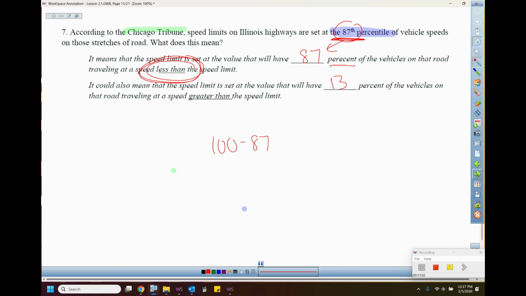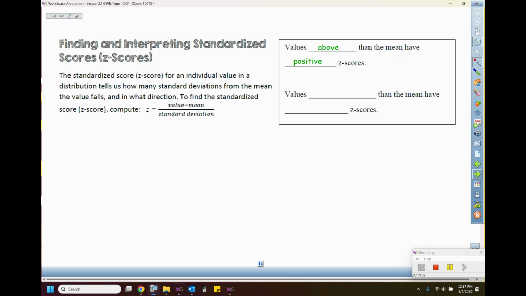Now let's get into this z-score thing. So first, again, a z-score is how many standard deviations away from the average you are, right? On average, how many standard deviations are you? So to find the z-score, we use this formula. Before we do that, let's fill in these boxes. If you have a value that is above the mean, you'll have a positive z-score. And if you have a value below the mean, you'll have a negative z-score.